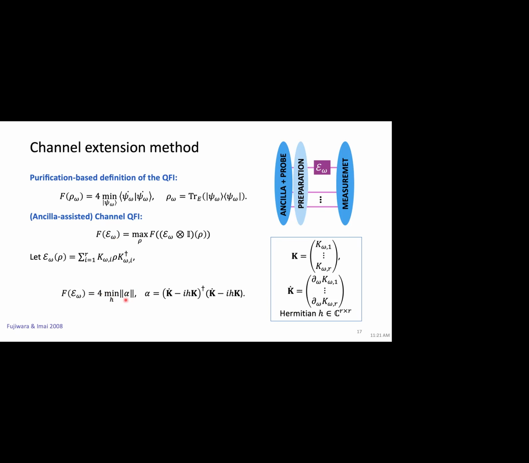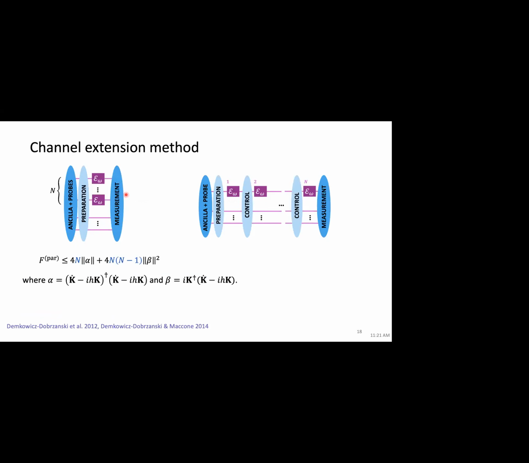The exact expression is not important, but basically we can see that it is a quantity that is a function of the Kraus operator itself and the derivative of this Kraus operator. This dot here basically means the derivative with respect to omega. And this H here is just an arbitrary Hermitian matrix that we are minimizing over. Here, this means the operator norm. And one can also show that this is efficiently computable using semi-definite programming. So this is for a single quantum channel, and we could just generalize that.